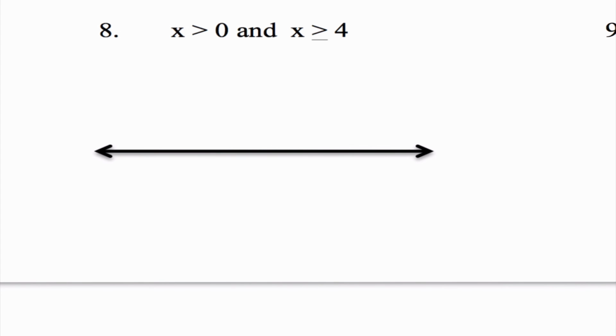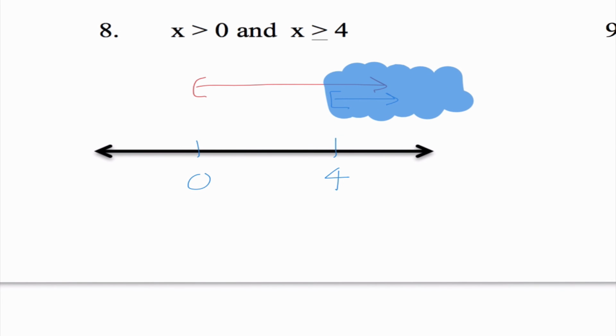Okay, number 8, we have another and problem. Okay, here's 0 and 4. So it says numbers that are greater than 0. So that would be to the right, and I'm using a parenthesis. And numbers that are greater than or equal to 4. So that would also be to the right, and this time I'm using a bracket. So where do these overlap? And we notice they overlap everything to the right. So that means that on my actual number line, at 4 is where things begin.